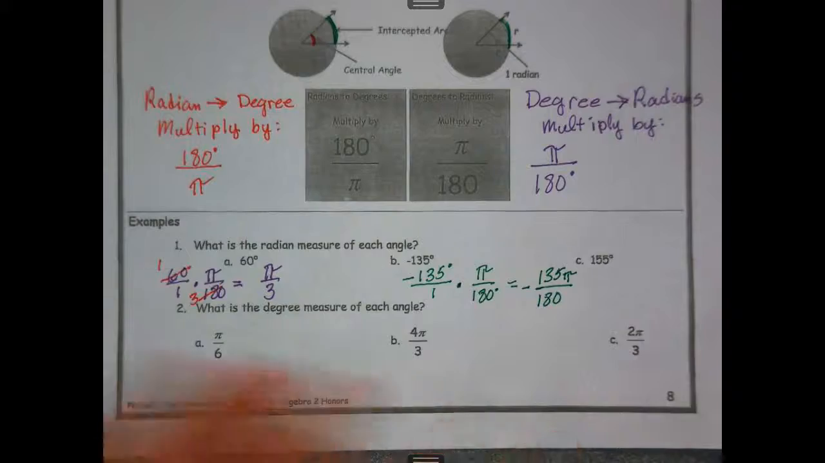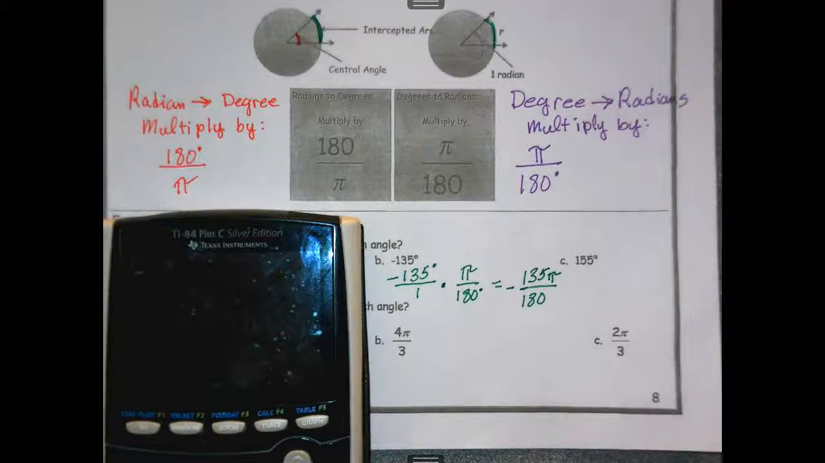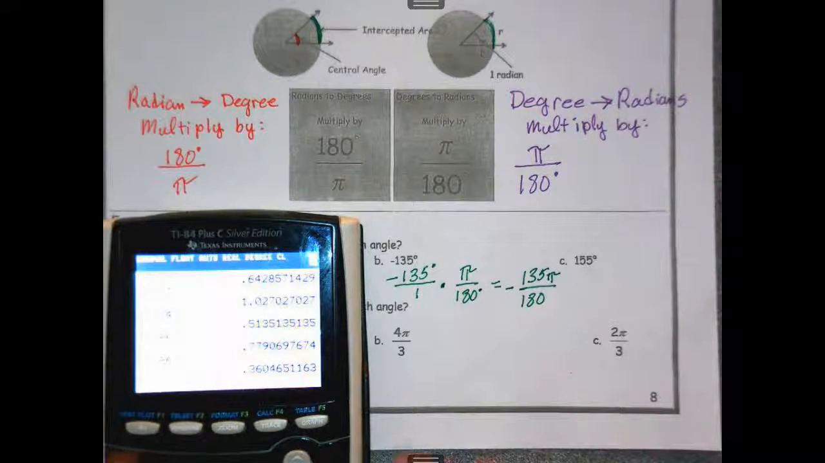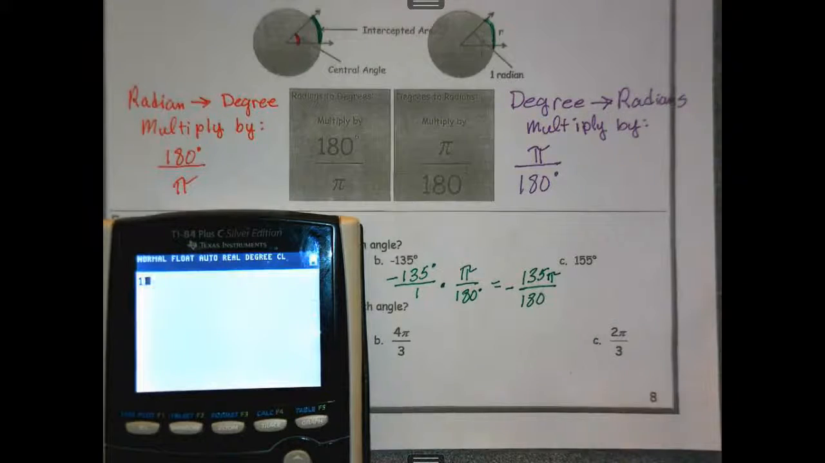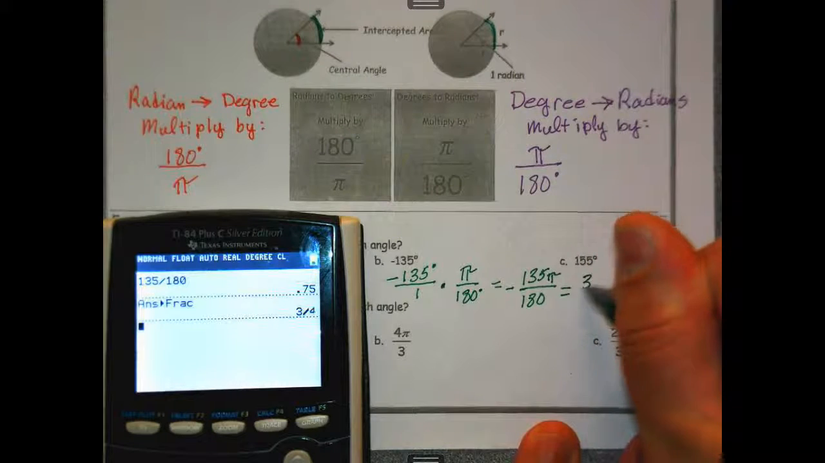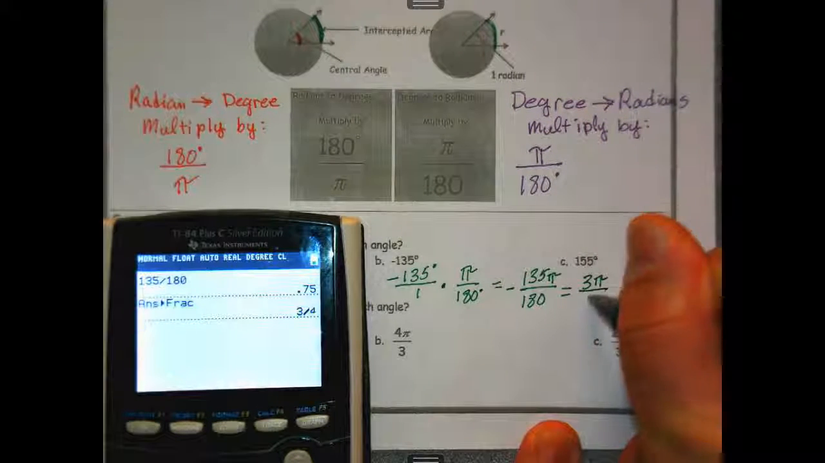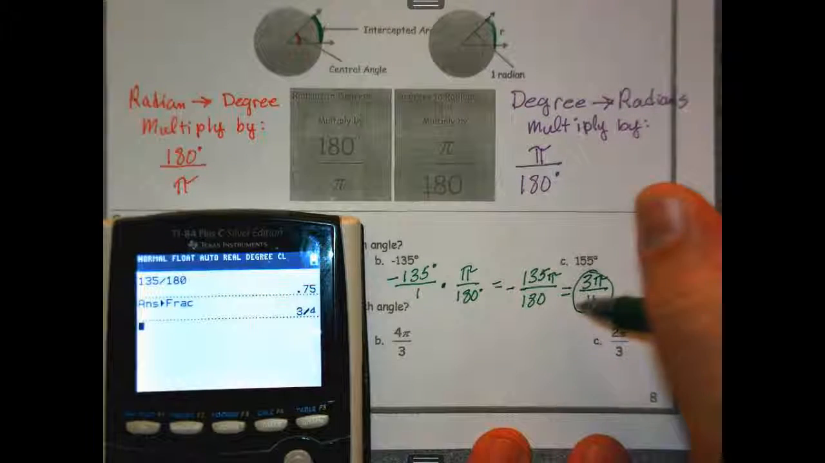We're not going to trust ourselves because my brain hurts too. Let's do math enter. 135 divided by 180. Math enter. I get 3/4. So I have 3 pi over 4. Oh, yeah, we still have a negative. My fault.